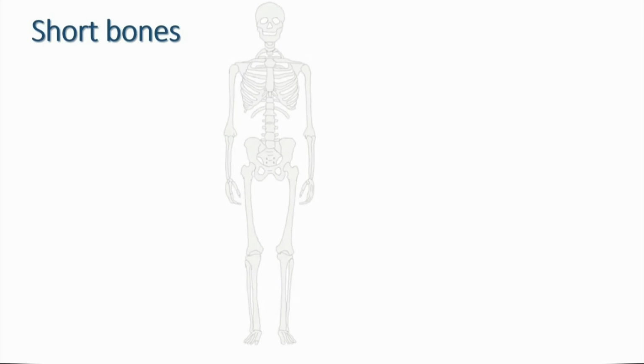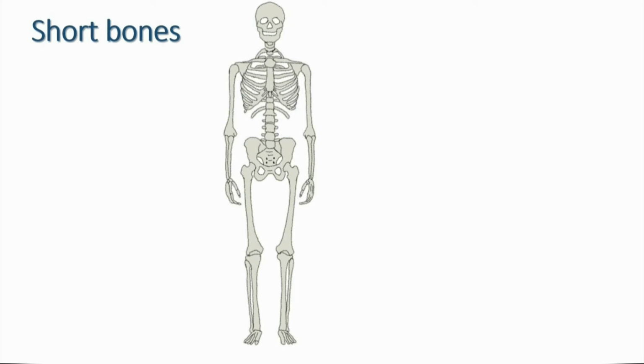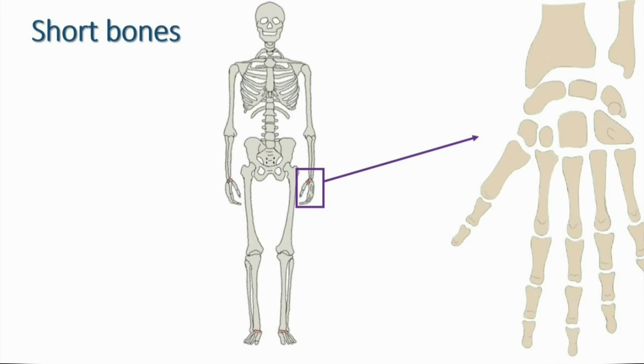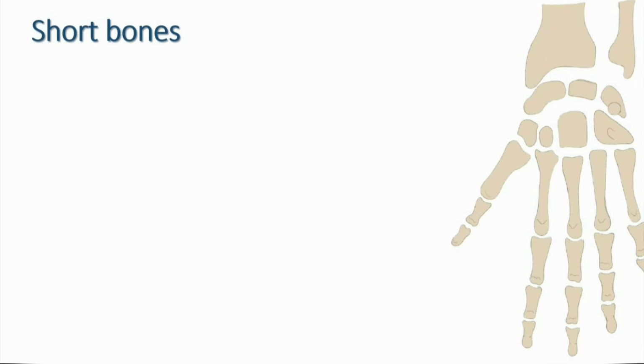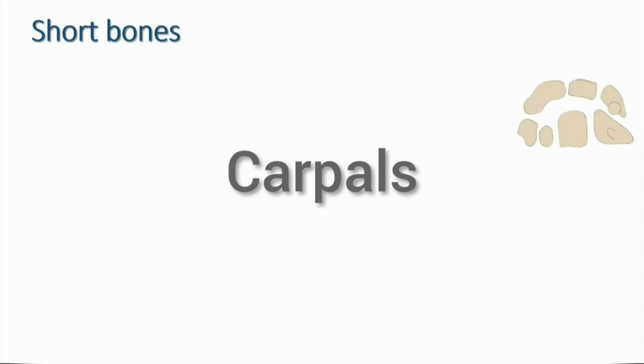Short bones probably have the simplest structure found in the whole body. These bones are found in wrist and feet. Now, if you zoom in a hand, you will see the short bones that make the wrist. These bones are called carpals. So carpals are the short bones of the wrist.